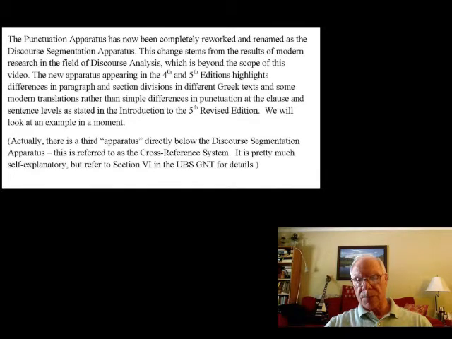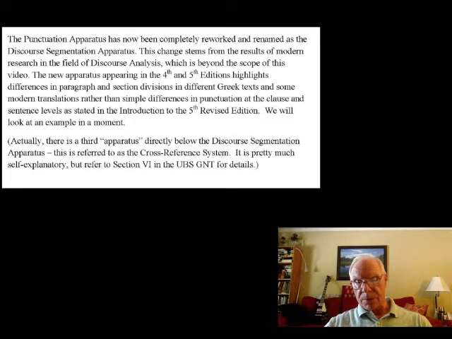This change stems from the results of modern research in the field of discourse analysis, which is beyond the scope of this video. The new apparatus appearing in the 4th and 5th editions highlights differences in paragraph and section divisions in different Greek texts and some modern translations, rather than simple differences in punctuation at the clause and sentence levels, as stated in the introduction to the 5th Revised Edition. We'll look at an example in a moment.